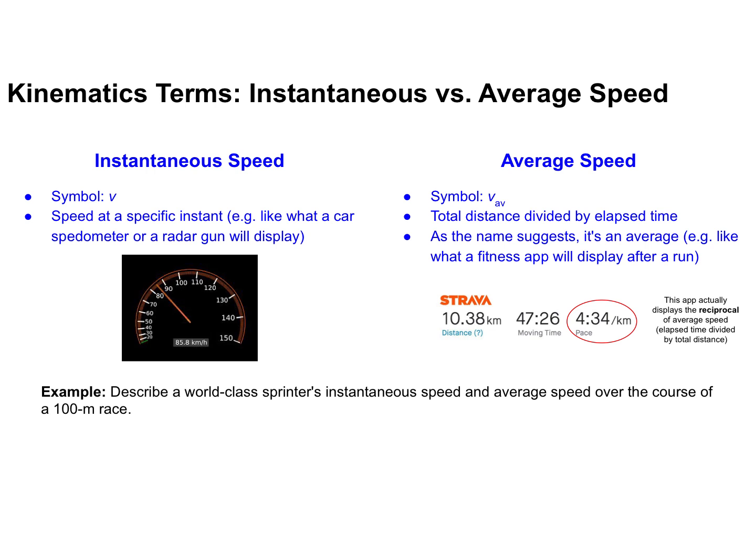All right, the example down below. Describe a world-class sprinter's instantaneous speed and average speed over the course of a 100-meter race. So, world-class sprinters, think Usain Bolt, Andre DeGrasse, those kinds of people that make the Olympics, they're going to finish a 100-meter race in most likely less than 10 seconds. Slightly less than 10 seconds.